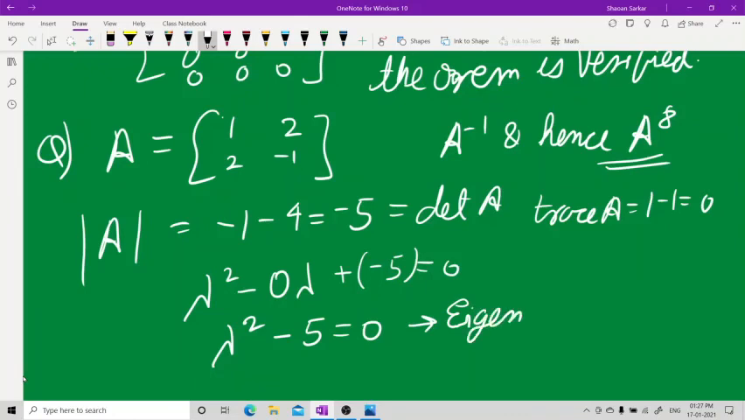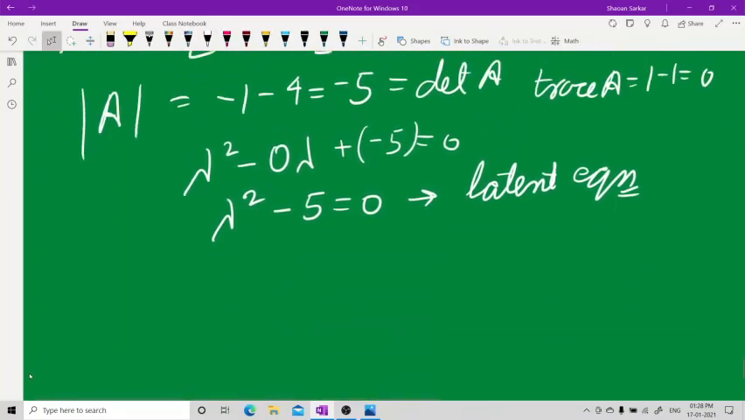You can also call it a latent equation: eigen equation, characteristic equation, latent equation. Let me write something new here today. Let me write latent equation. Mostly people use the word characteristic equation. In most books you will find they use the word characteristic equation.